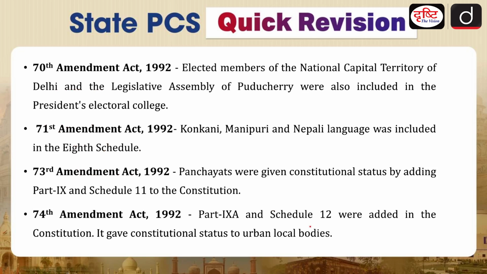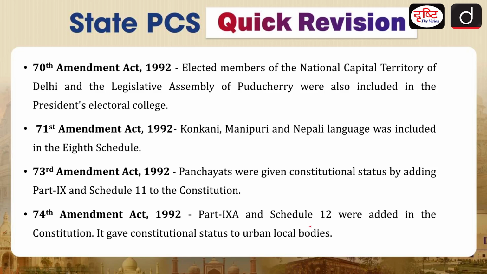Then the 70th Amendment Act 1992 talks about the elected members of the National Capital Territory of Delhi, and the Legislative Assemblies of Puducherry, being included in the Presidential Electoral College. When we talk about the Electoral College of the President, we have seen that there are elected members of Lok Sabha, Rajya Sabha, and MLAs. In those MLAs, the members from Delhi and Puducherry were also included.